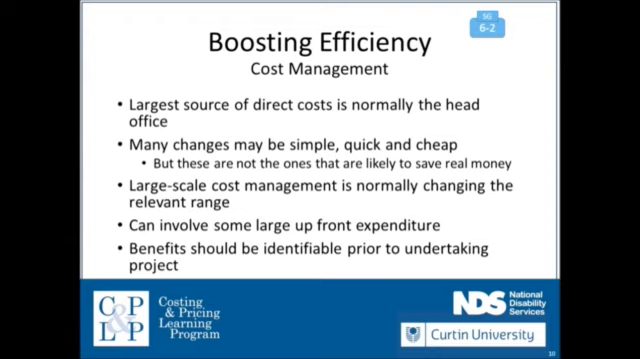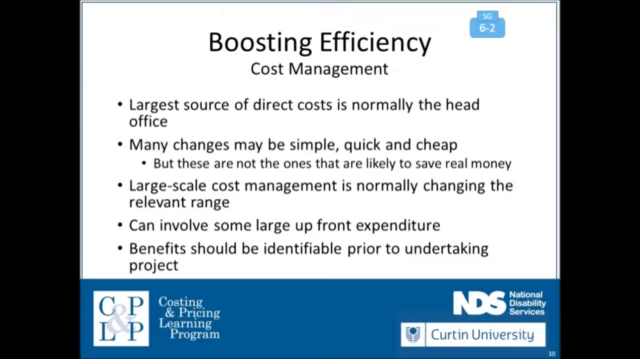The other things to look at from a cost management perspective include looking at overhead costs, such as head office costs. Boosting the efficiency, the cost management aspect, as I mentioned before, really should relate to the 80-20 rule. We should look to try and adjust and amend those costs, reduce those costs that are going to have 80% of the impact on the organisation's aggregate target price gap. The largest source of direct costs is normally overhead, as I said before, and things like head office costs are particularly important to realise, are significant.